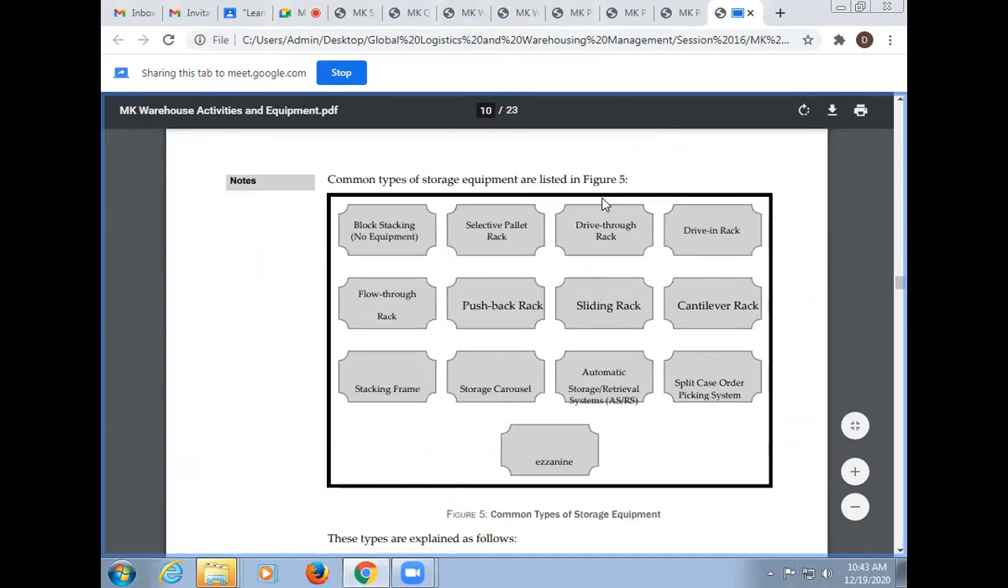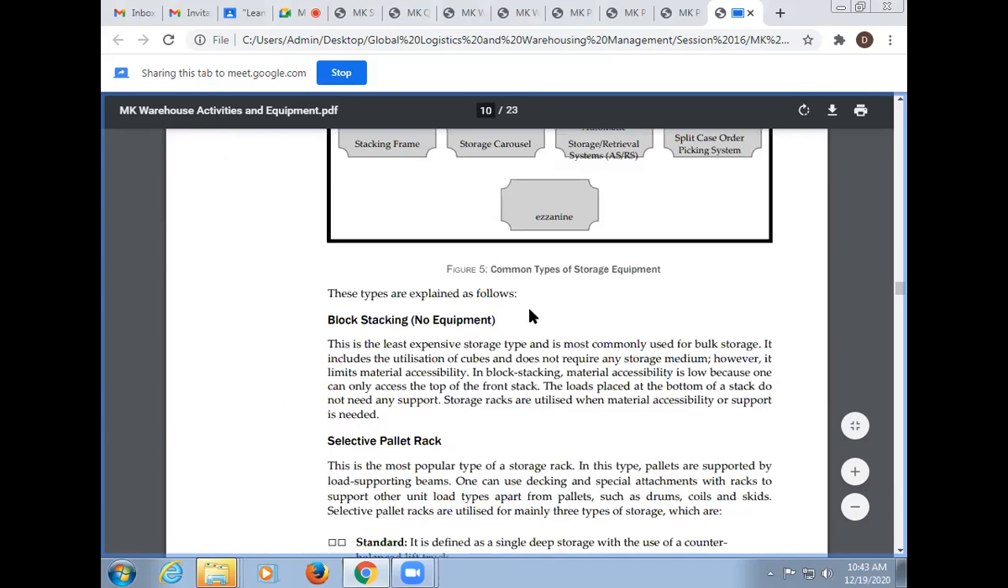Common types of storage equipment are shown here: block stacking, flow through rack, stacking frame, selective pallet rack, pushback rack, storage carousel, drive-through pallet rack, sliding rack, automated storage retrieval system, drive-in rack, cantilever rack, split case sorter picking system, and engine system. These are the common types of storage equipment which are used in the warehouses. These types are explained as follows.